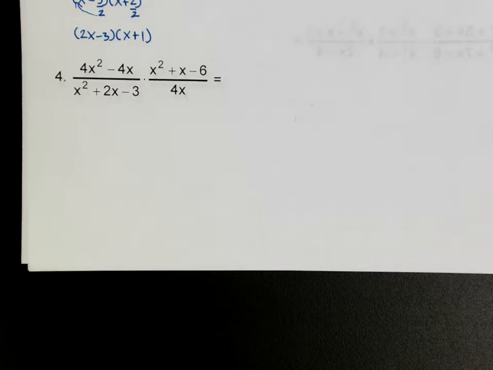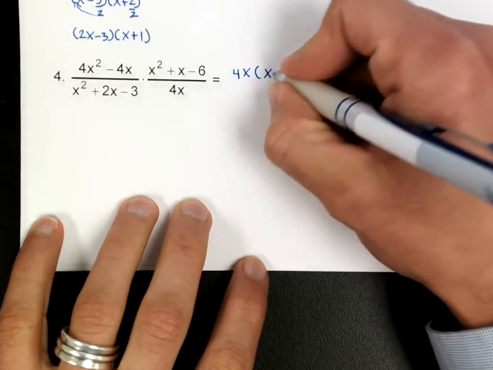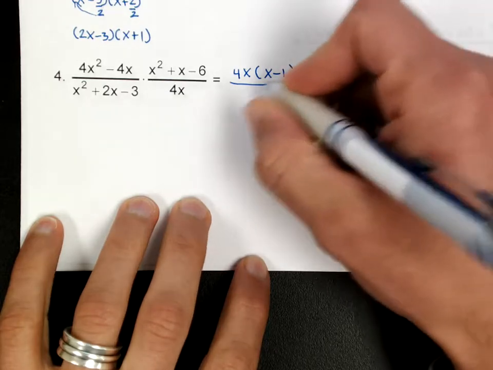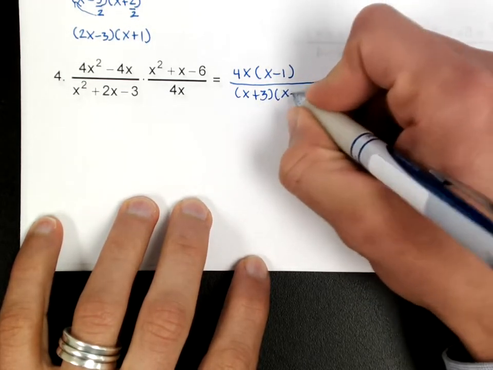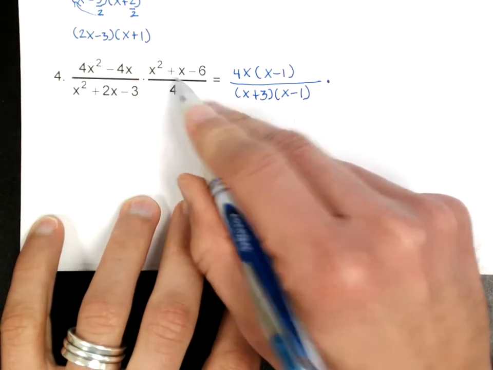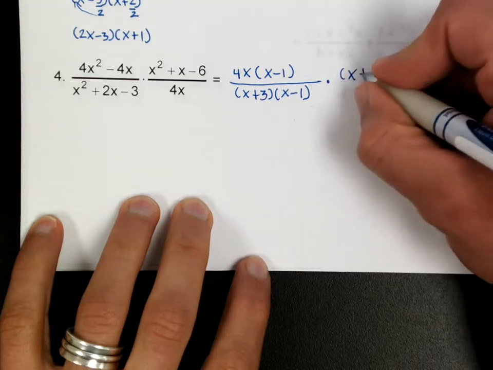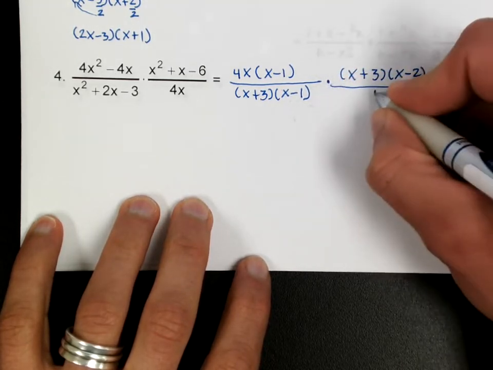Okay, so now we're going to do number 4. We're going to start off by factoring 4x squared minus 4x. So this is 4x, x minus 1. On the bottom you have x plus 3, x minus 1. Over here you have, let's see, factors of 6 that add up to 1. This is x plus 3, x minus 2. On the bottom you have 4x.